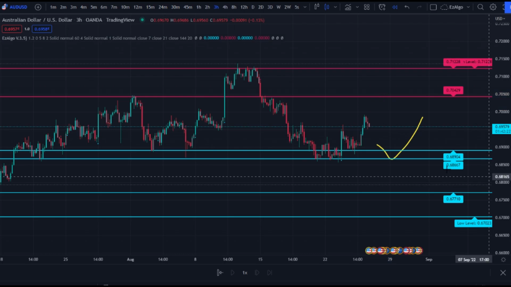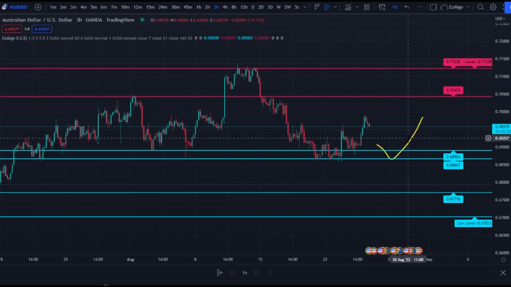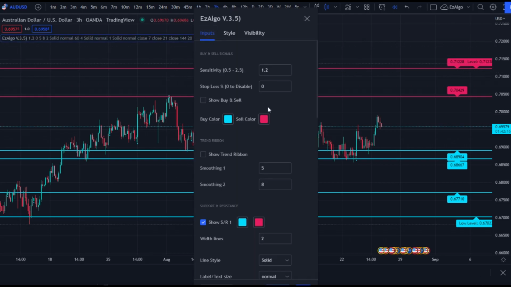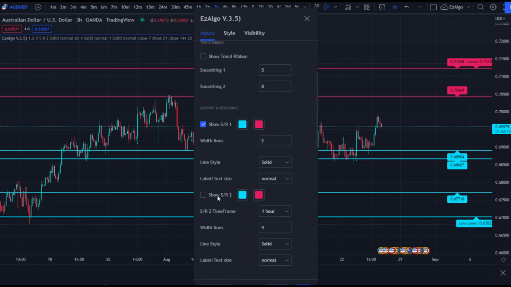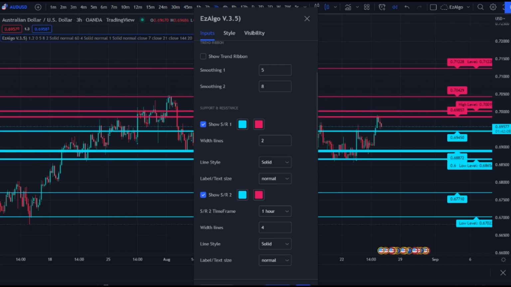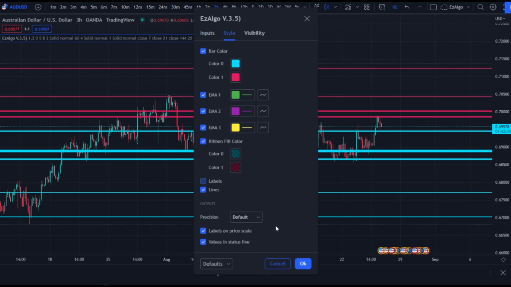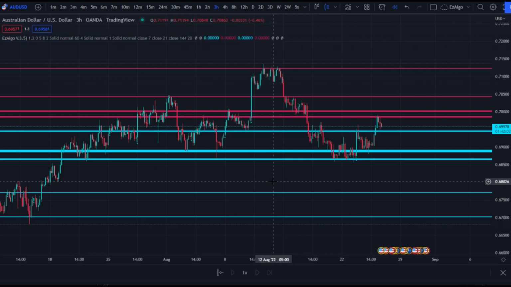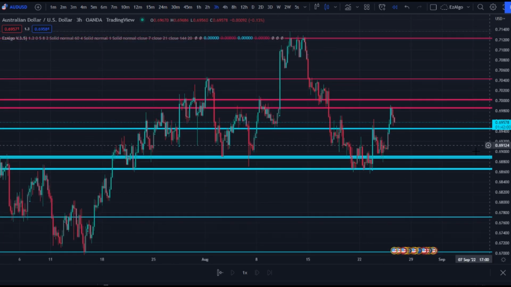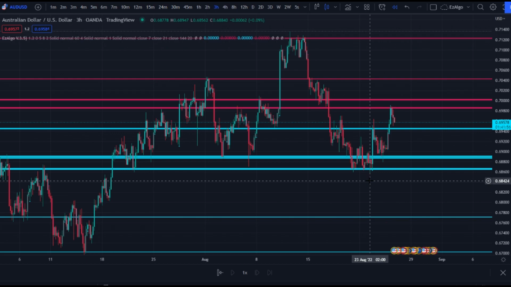And this is on the 3-hour time frame. Something else I like to do is I always like to use the 1-hour support and resistance levels no matter what time frame I'm on. So I can be on the 3-4 hour time frame and I'll set SR2 to the 1-hour time frame again with the solid lines. And I'm going to turn off the labels because now we have too much stuff going on. And you can see now we have literally every single zone marked out. So this takes away all of the manual work trying to find these zones.